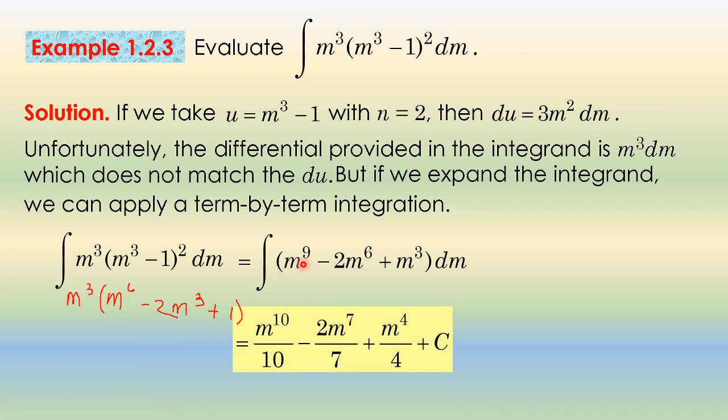Integrating the first term, we have m to the 10th over 10. For the second term, we have m to the 7th over 7 times negative 2. And for the third, m to the 4th over 4. We apply the simple power formula to each integral. So the final answer is m to the 10th over 10 minus 2m to the 7th over 7 plus m to the 4th over 4 plus c.